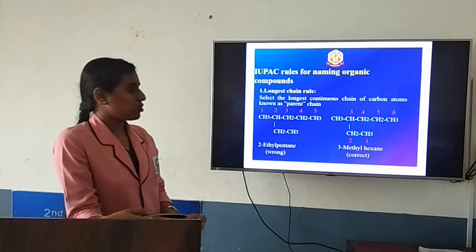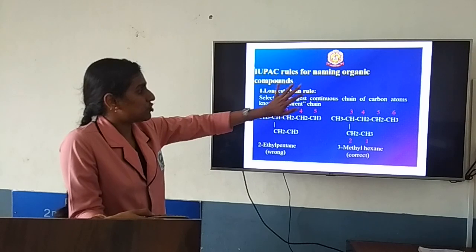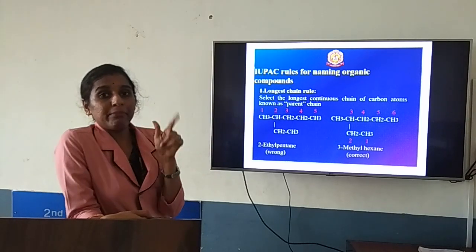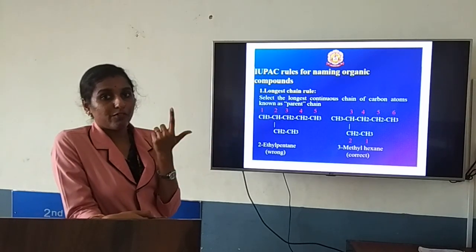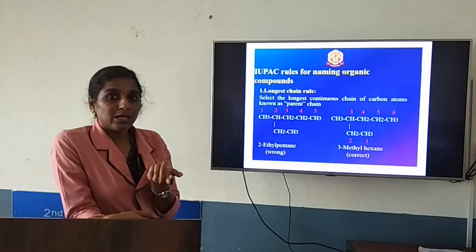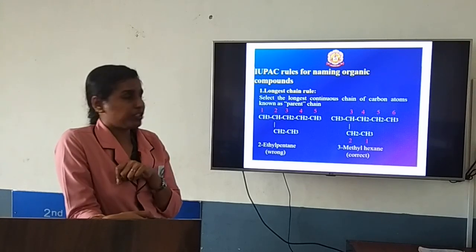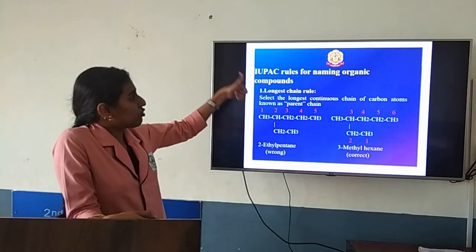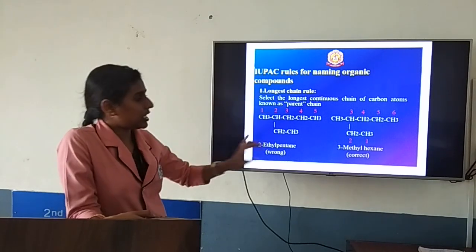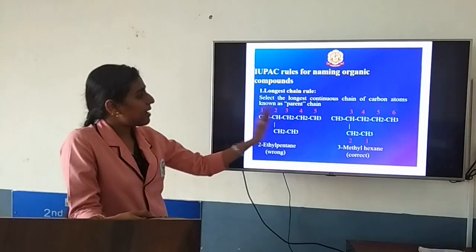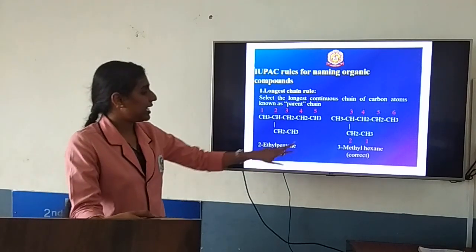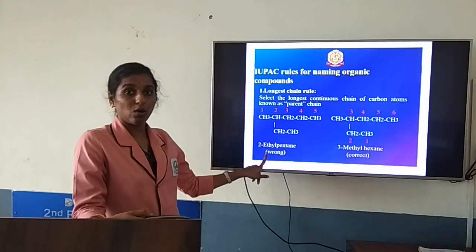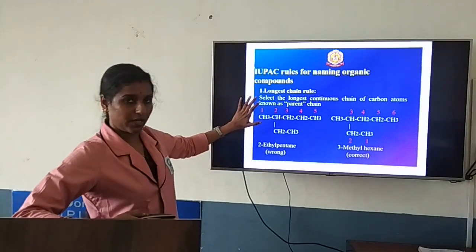The first rule is the longest chain rule. When you're numbering, you should number the compound before naming. So how are you supposed to number? Based on some conditions, while giving the number. The first rule is that it should have the longest chain. Now two examples are there of the same compound. One is correct and one is wrong over here. Why it is so, we will check.